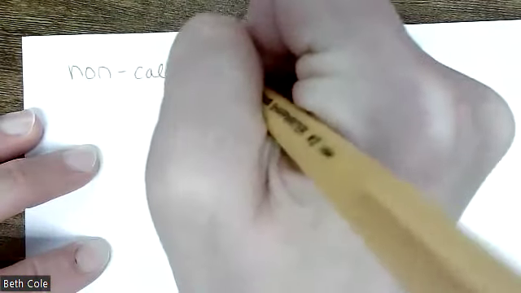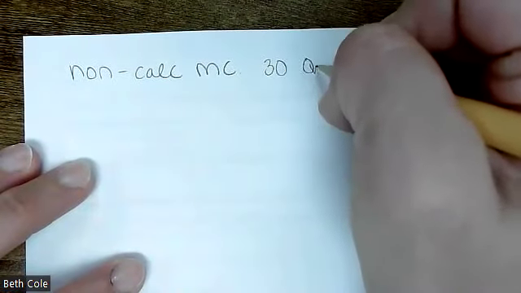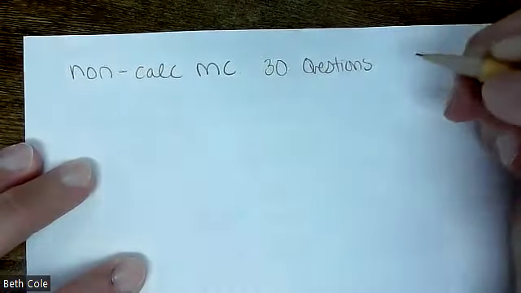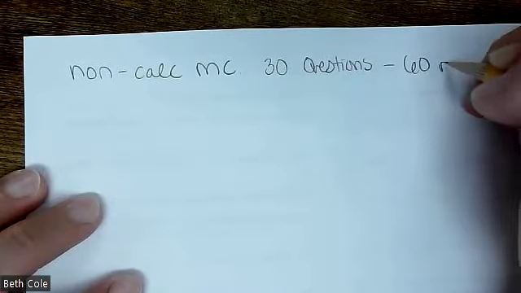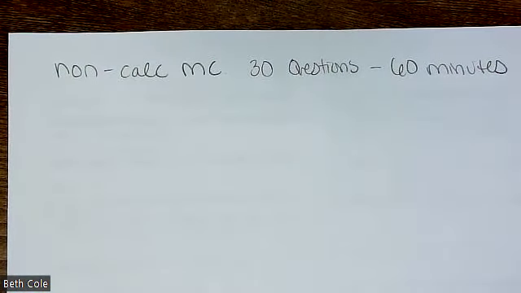So the first thing they're going to give you is the non-calculator multiple choice. It is 30 questions and you get 60 minutes. What is that rate of change per question?